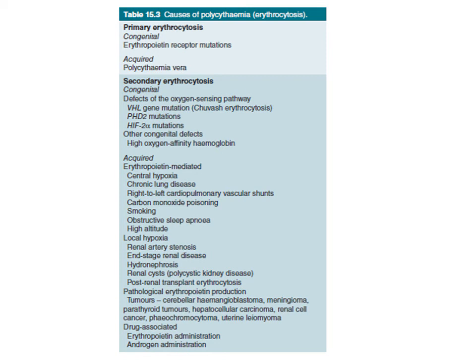Now, this is the table. What are the causes of polycythemia or erythrocytosis? Primary erythrocytosis may be congenital or acquired. Secondary erythrocytosis, again, congenital or acquired, has so many conditions. You do not need to memorize all of these, but you should know them. There may be so many conditions where we can see a high hemoglobin level. We must differentiate these from polycythemia vera.